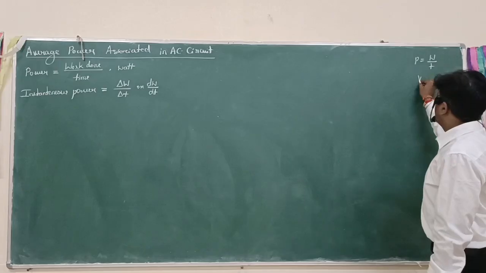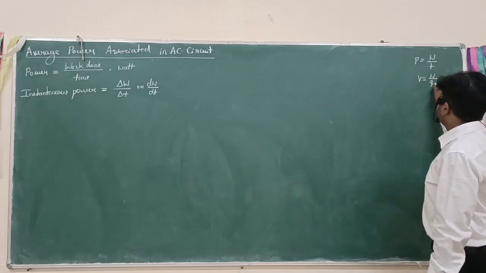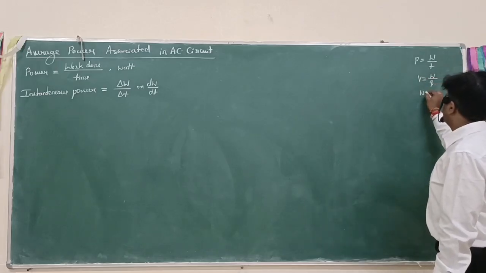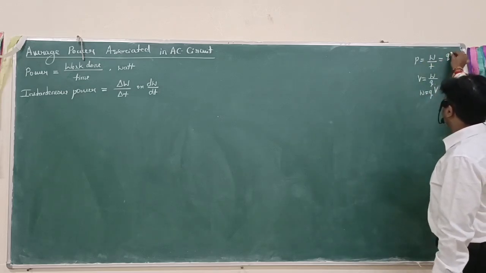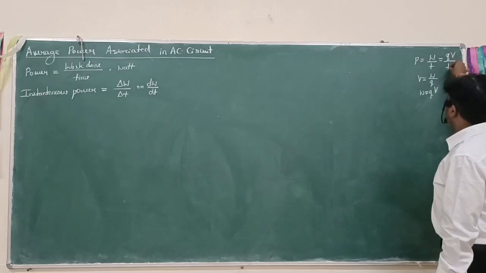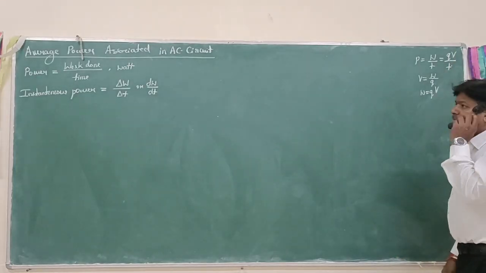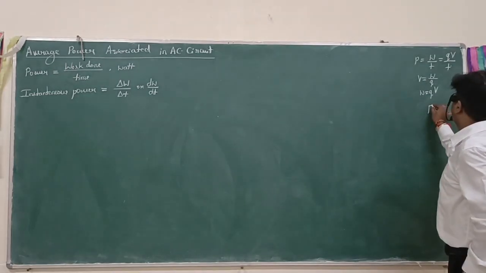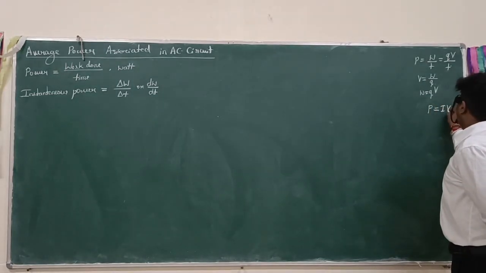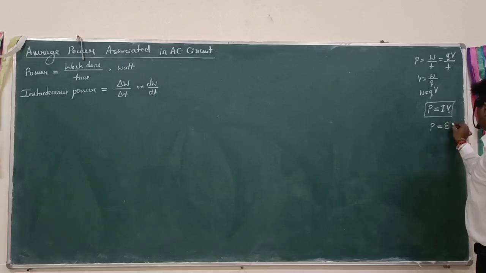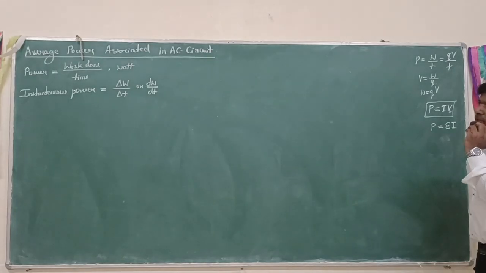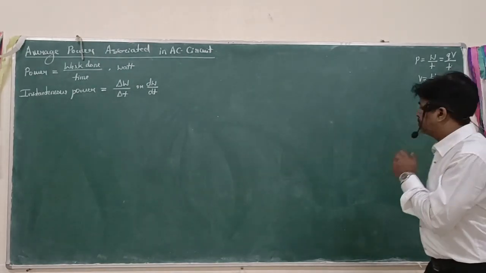So potential is equal to W divided by Q. According to this expression, W is equal to Q into V. Therefore, substituting W, we get Q into V divided by T. Q by T is current, so P is equal to I into V. Instead of V we can write EMF. Therefore P is equal to E into I. So we can write the power expression like this, E into I.